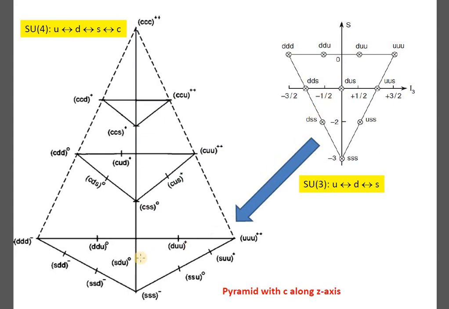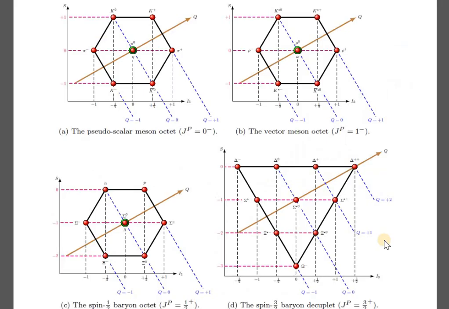This becomes a pyramid, with the base as the baryon decouplet. So you see a pyramid along this axis, which is the charm axis. It grows and you get a pyramid like this. So we have a pyramid with C along the Z axis.